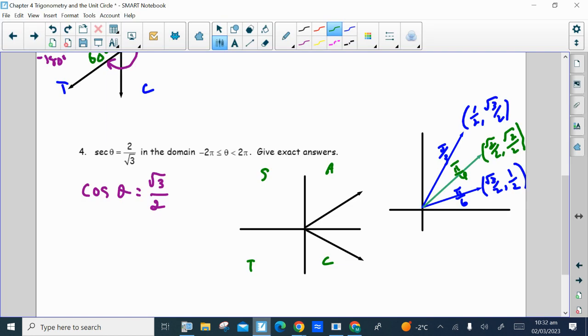All right, so we want to know where the cosine equals positive root 3 over 2. And again, the cosine is the x value. And we can see that occurs when theta is pi on 6. That is our reference angle.